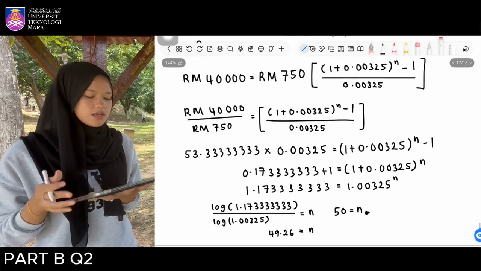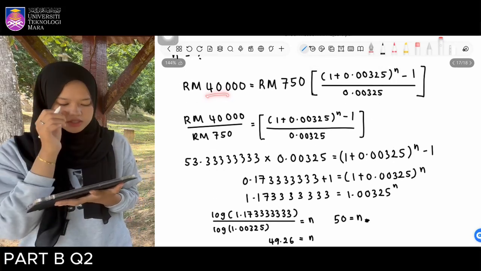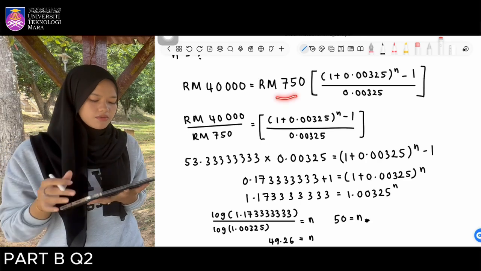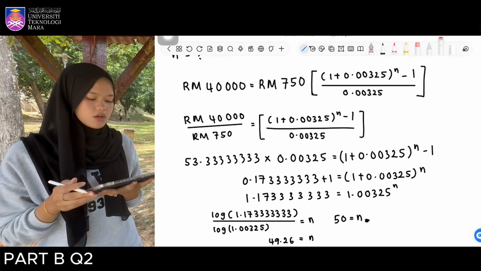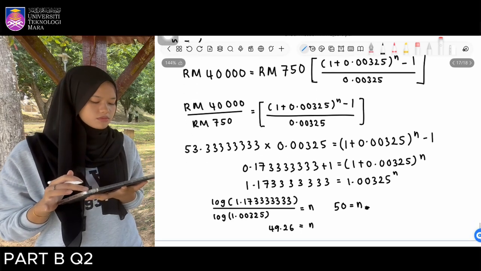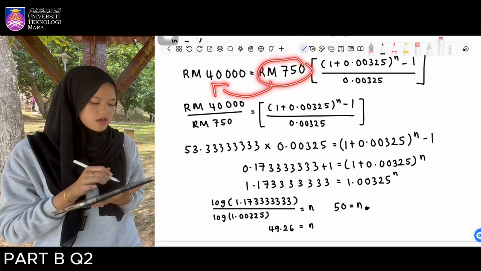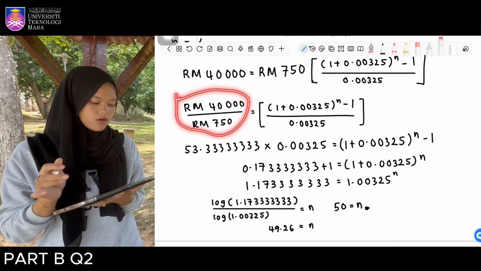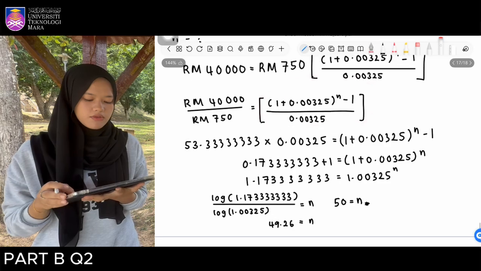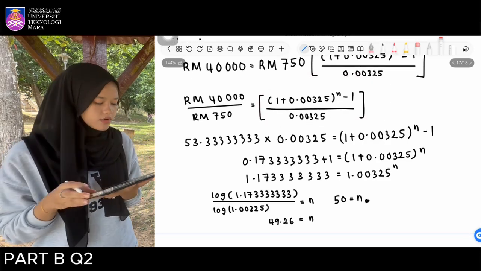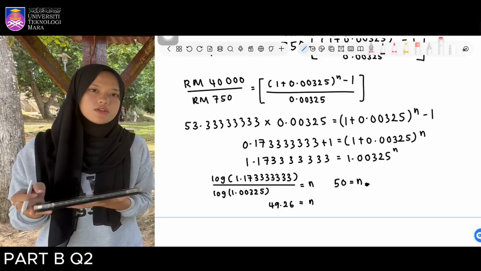For this question, you just substitute all the information that we listed. So S equals RM 40,000, and R equals RM 750, (1 plus 0.00325) to the power of n minus 1, over 0.00325. For the next step, you just have to move the RM 750 onto the left side. So you will have RM 40,000 over RM 750 equals (1 plus 0.00325) to the power of n minus 1, over 0.00325.